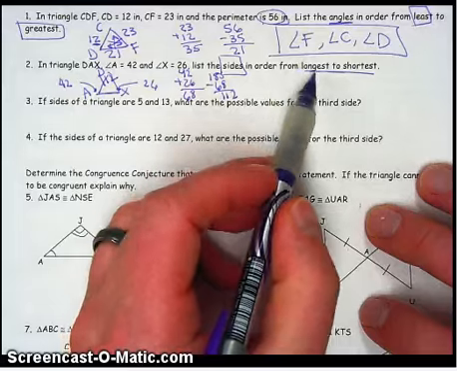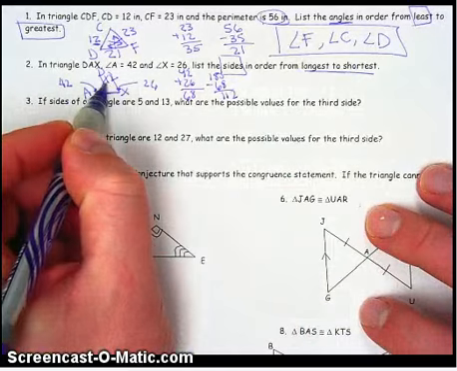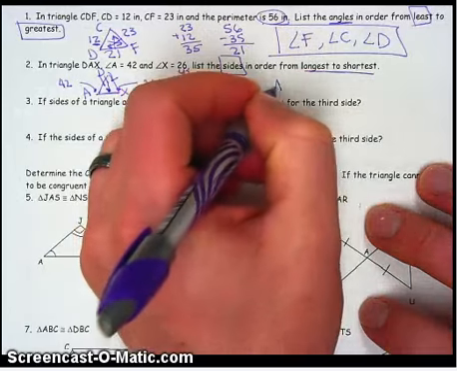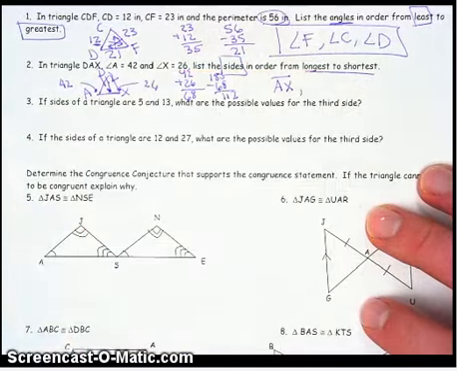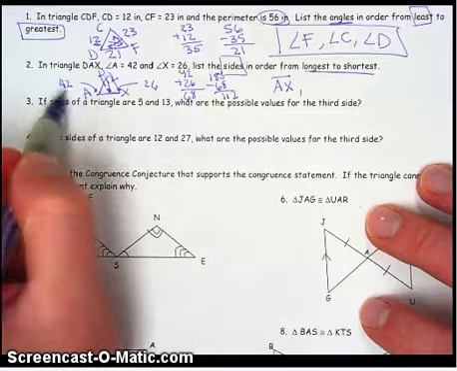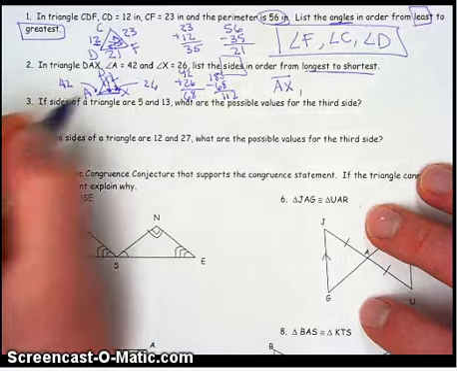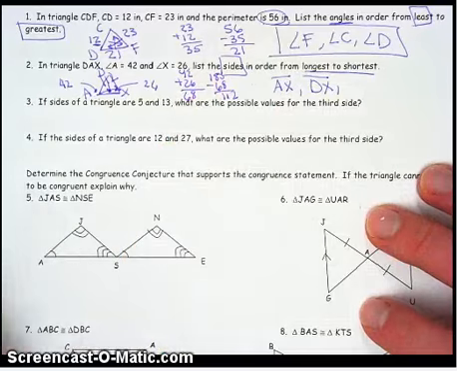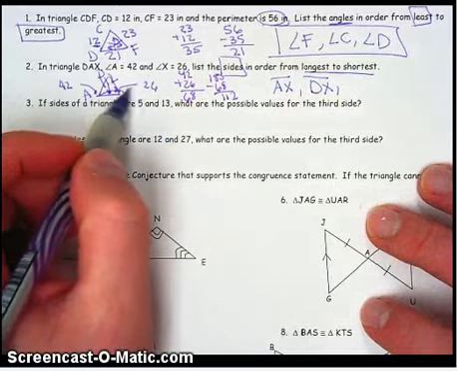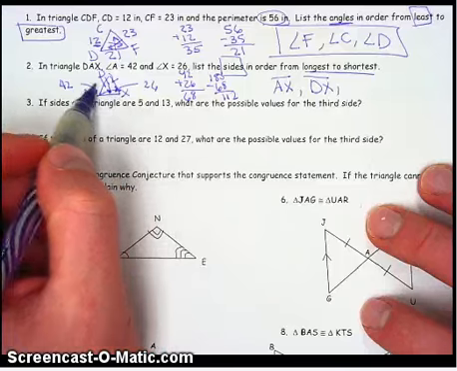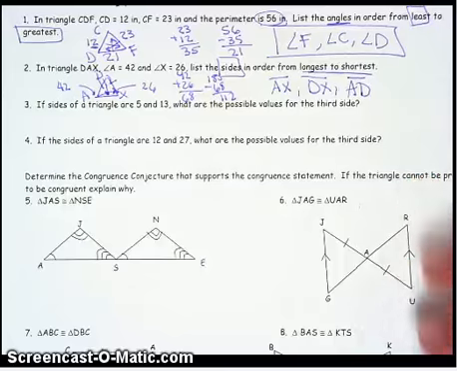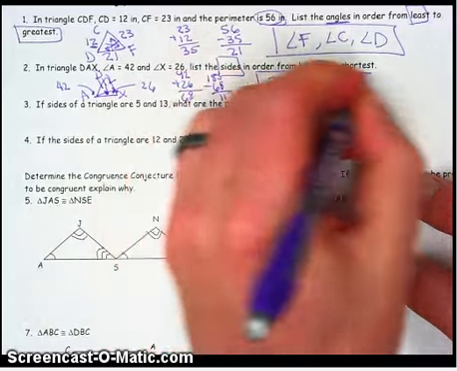Well, I want longest to shortest, so I need the biggest angle, which is angle D. So the longest side is AX. The next biggest angle is angle A. Opposite of angle A is side DX. And finally, my smallest angle is the 26-degree angle X. So the smallest side is AD. And that's your answer.